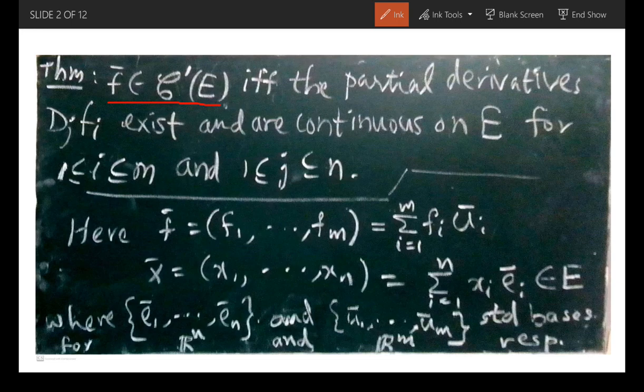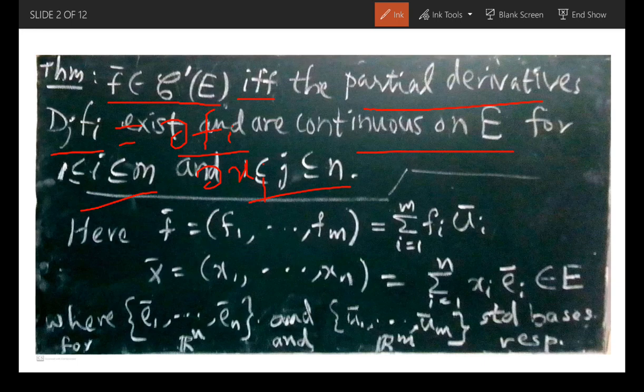F is continuously differentiable in E if and only if all the partial derivatives djfi exist and are continuous on E for all i from 1 to m and for all j from 1 to n. So what is meant by djfi? Remember, djfi is dou fi by dou xj. ഇതാണ് djfi.